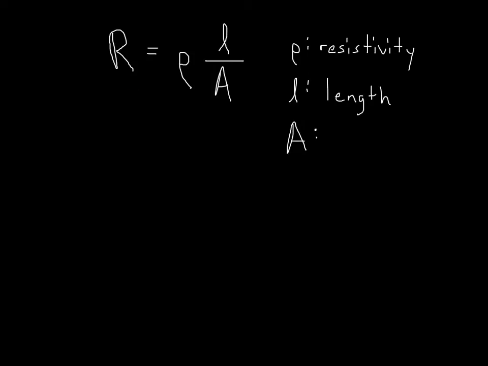All divided by A, the cross-sectional area of this wire. This also makes sense too. If you think about it, the area of the wire, the cross-section of the wire, if the wire is wider, if the wire has a larger radius, if it's a bigger circle, there's less chance electrons will bump into each other and cause the resistance to increase. And resistance units are called ohms.